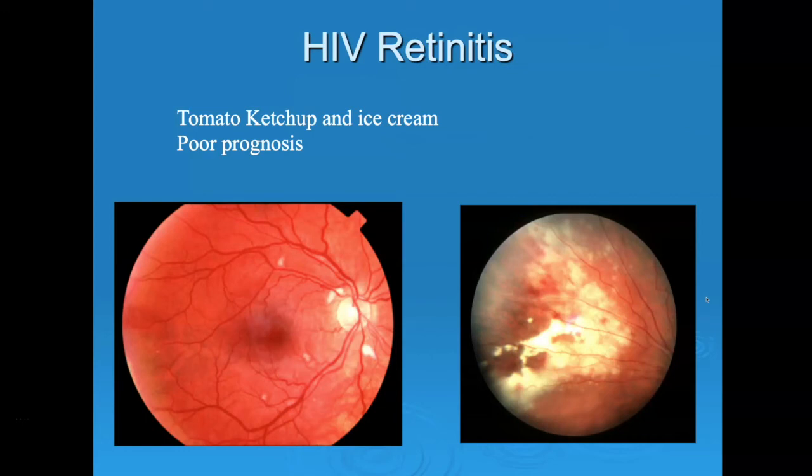HIV these days is usually well controlled with highly active antiretroviral agents, but in patients in whom treatment has not worked or has not been commenced, you can get HIV retinitis, characterized by red and white patches in the retina, and it tends to carry a poor prognosis both for vision and for life because the CD4 count tends to be very low.